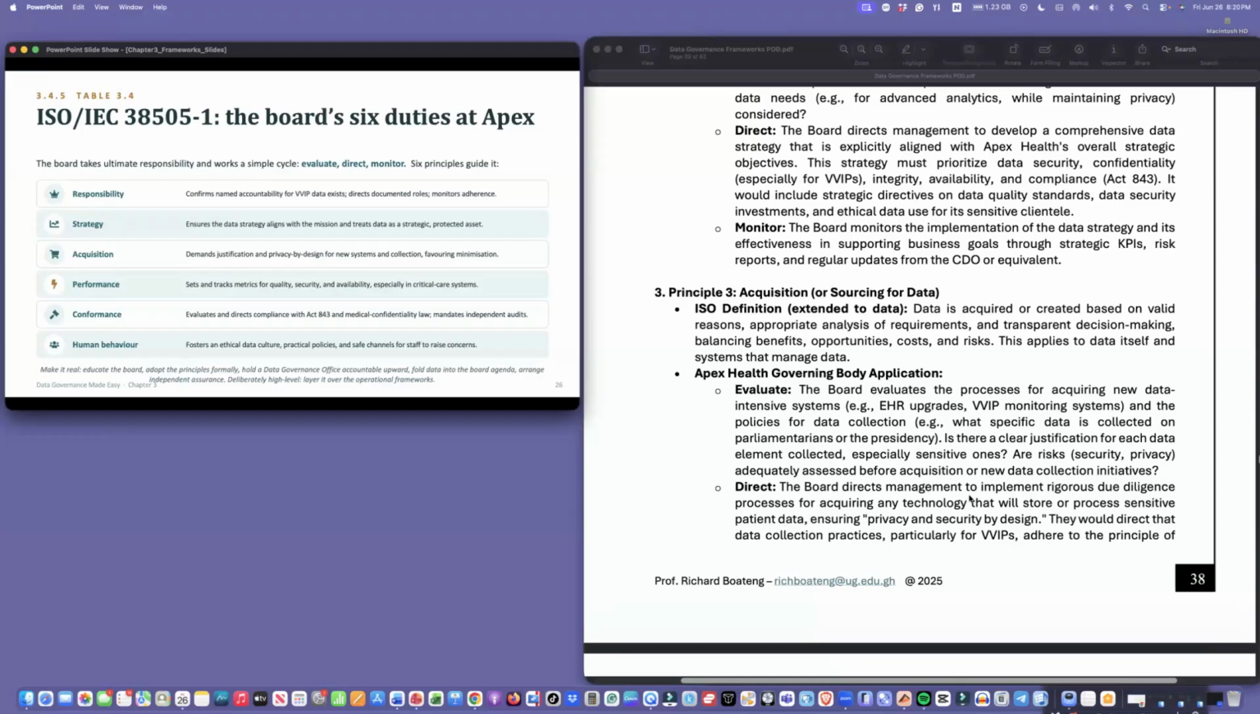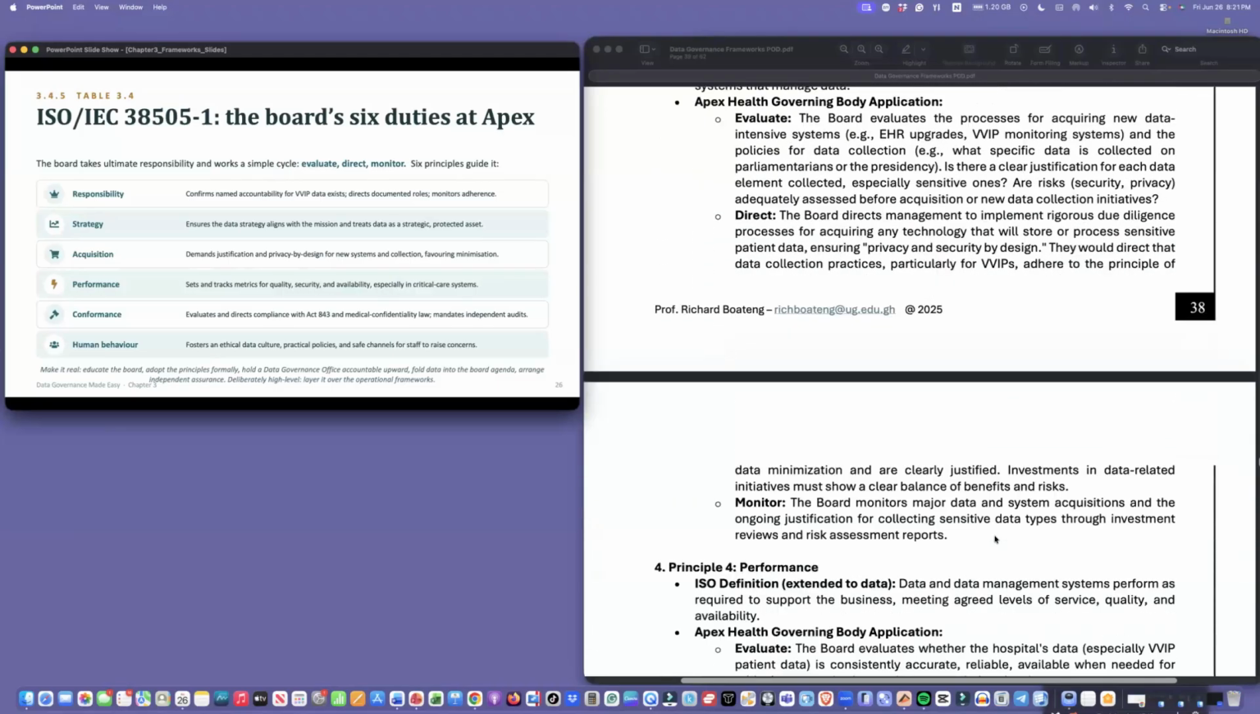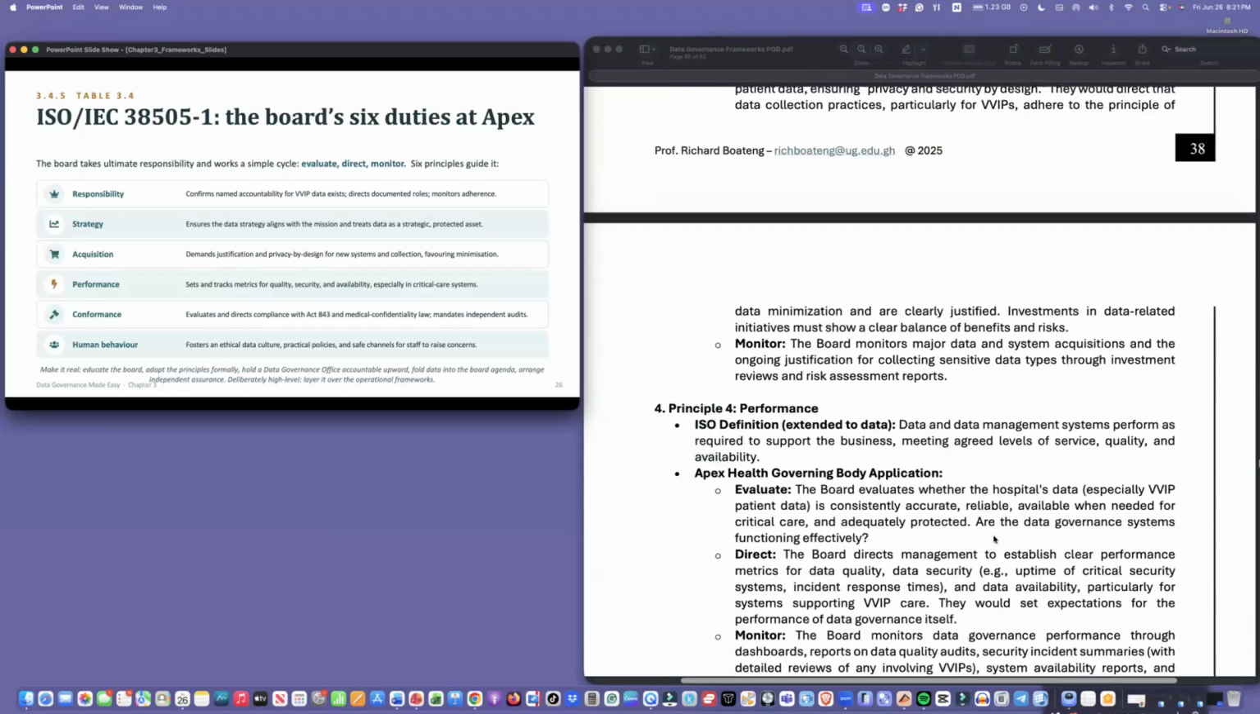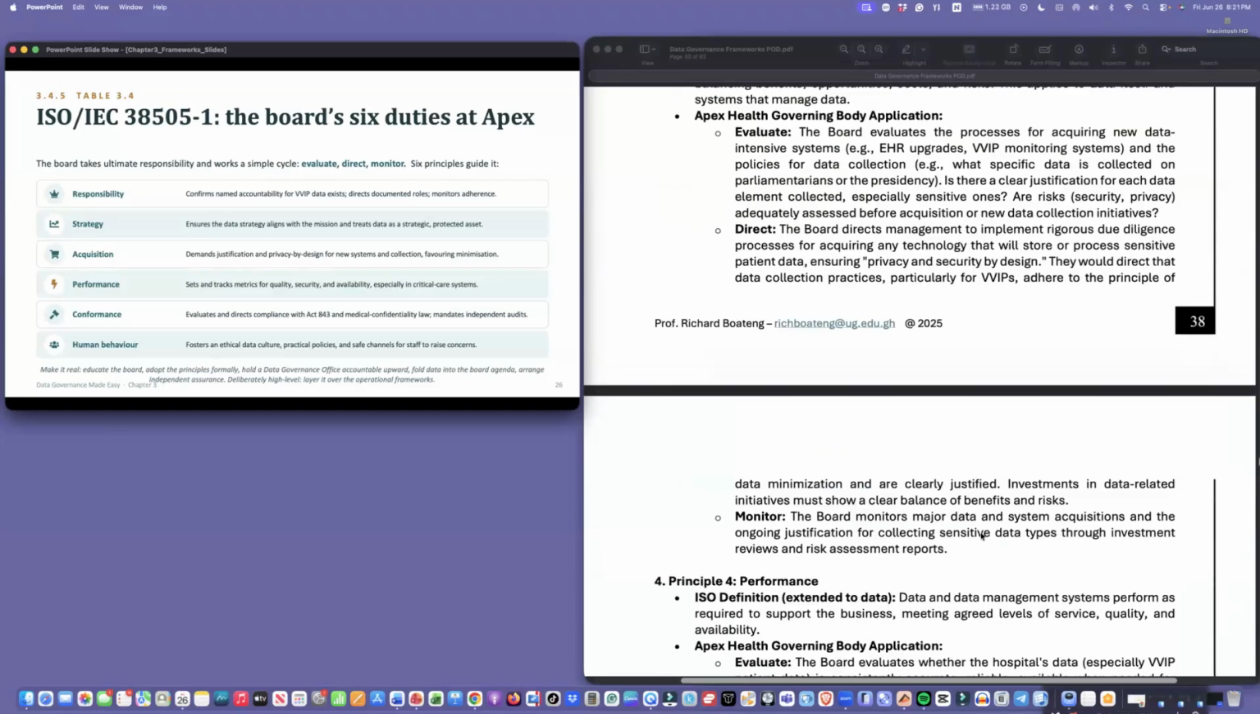Direct. The board directs management to implement rigorous due diligence processes for acquiring any new technology that will store or process sensitive data, patient data, ensuring privacy and security by design. They will direct the data collection practices, particularly for VVIPs, and adhere to the principle of data minimization, and are clearly justified. Now, monitor. The board monitors major data and system acquisitions and ongoing justification. So this one is for acquisition.